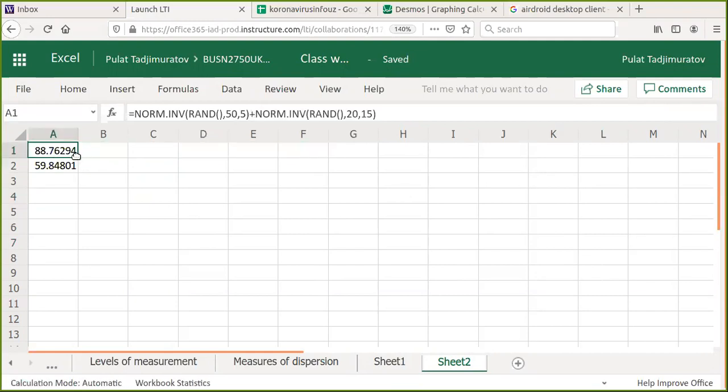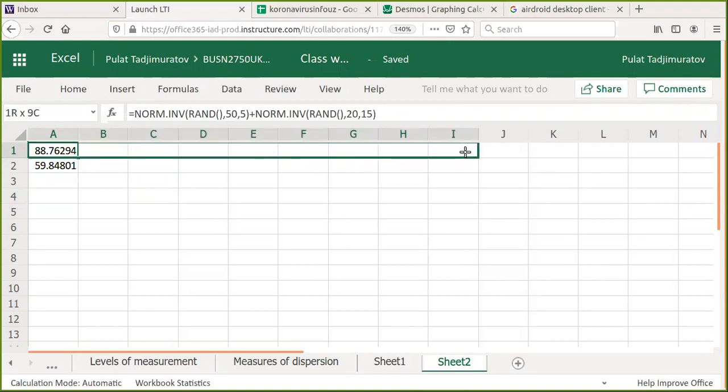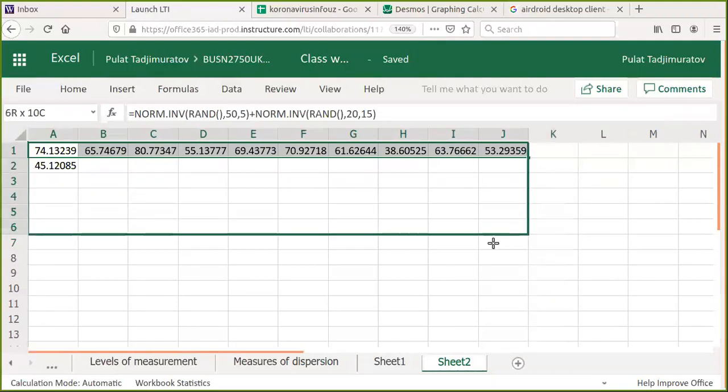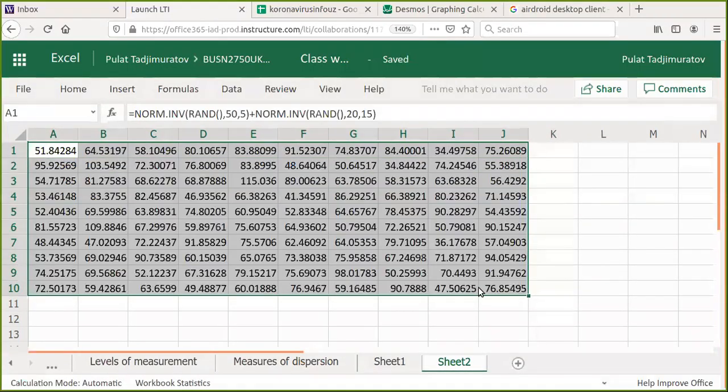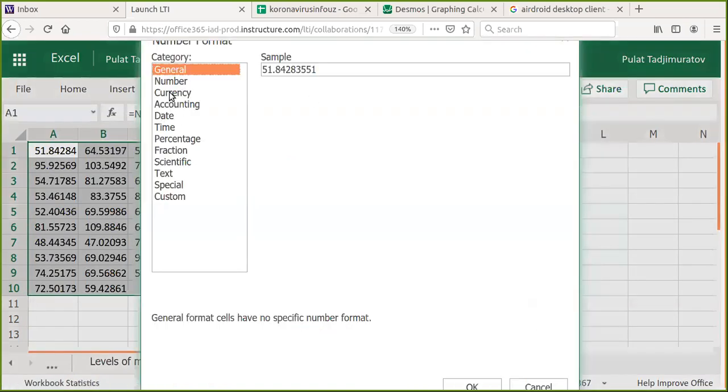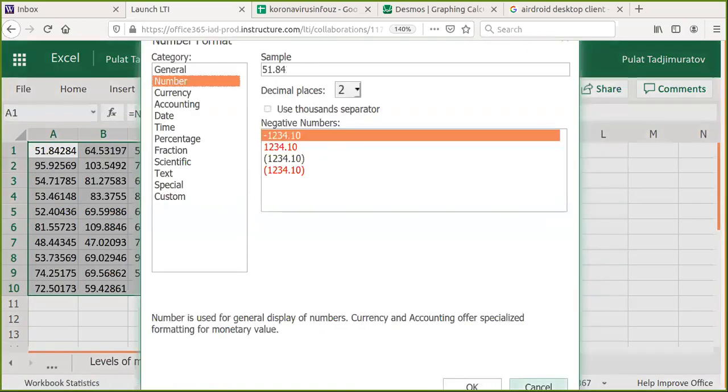So again, don't pay any attention to the exact Excel formulas. I'm using them just because I'm too lazy to create 100 random numbers by myself manually. So I'm just asking Excel to do that for me. Let's round.